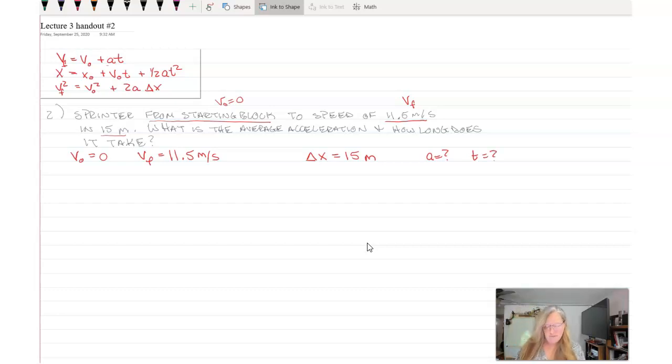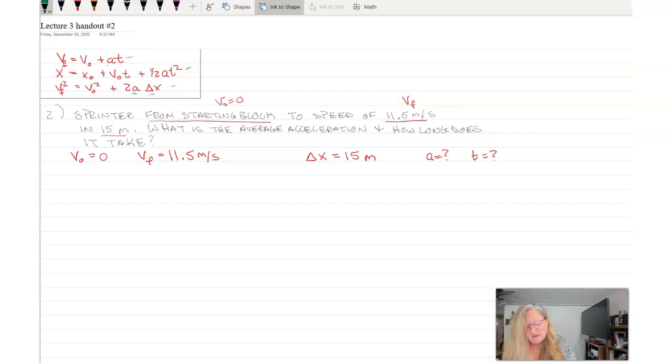So let's see what we have. I look at my first equation. This one requires acceleration and time. I'm sorry, they both require acceleration and time. This one has no time component in it. So I can solve for acceleration using this because I know my V final and my V initial.